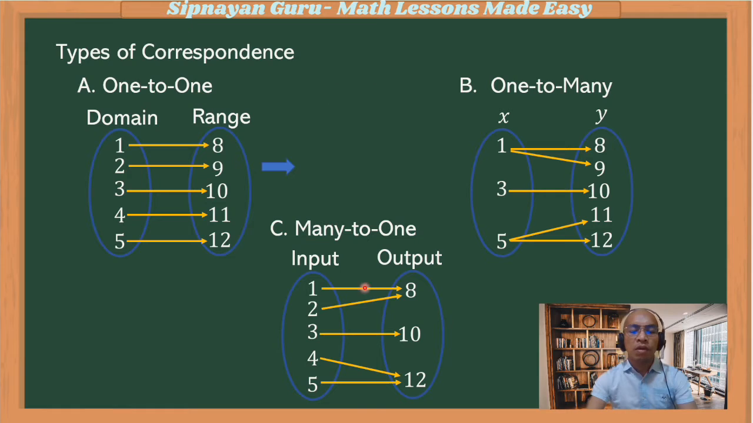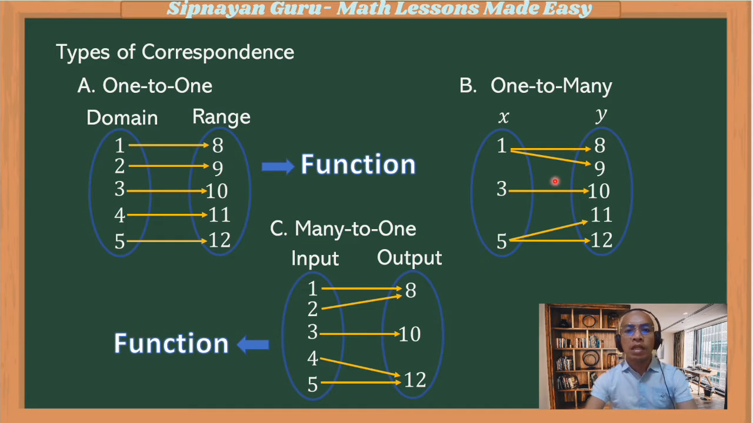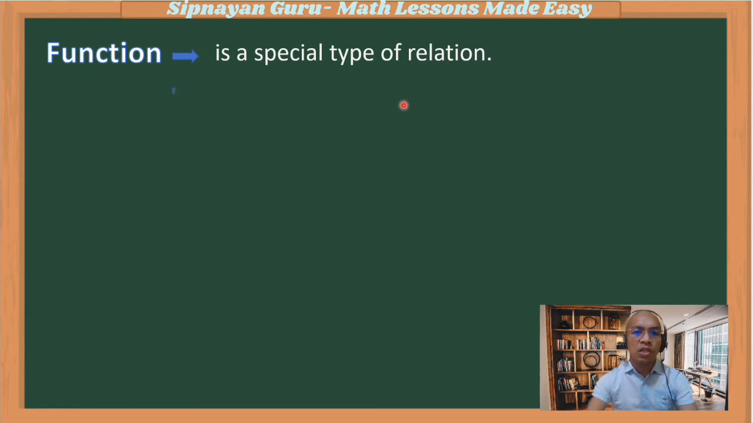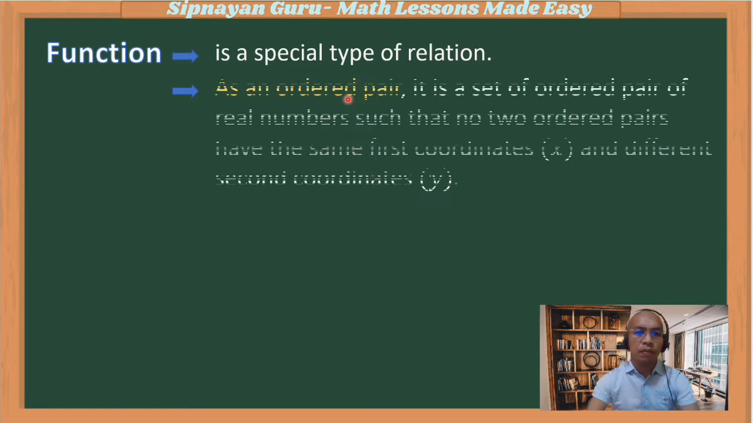So in these three correspondences, the first one is considered a function. The last one is also considered a function. Among these three correspondences, only one-to-many is not a function. Then what is a function? A function is a special type of relation. Therefore, a function is always a relation, but a relation is not always a function.